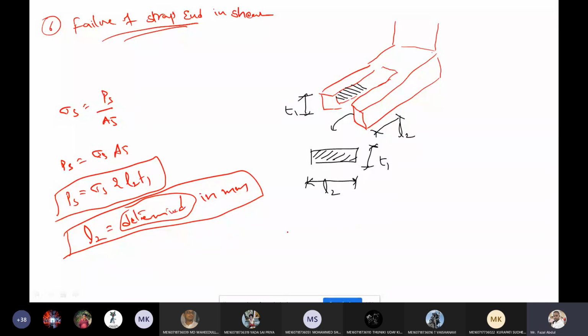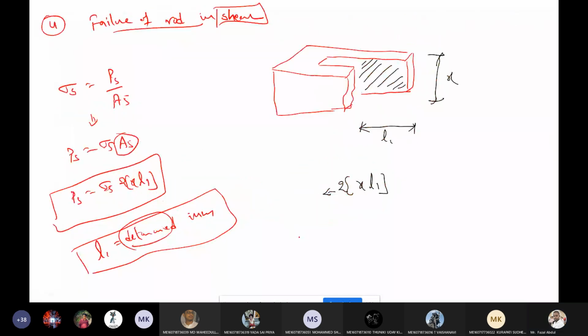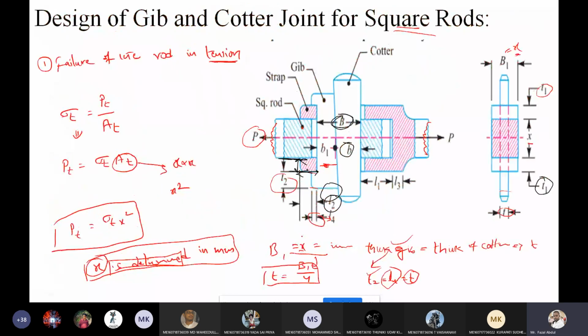Now what is L3 in this diagram? What is L3? Particularly from here to here, this region. This L3 value, we have one empirical relation, that is 2 by 3 into x. I'm writing again 2 by 3 into x, that is L3 value. Okay, so with this, in the fourth unit, first topic, design of quarter joint is over.